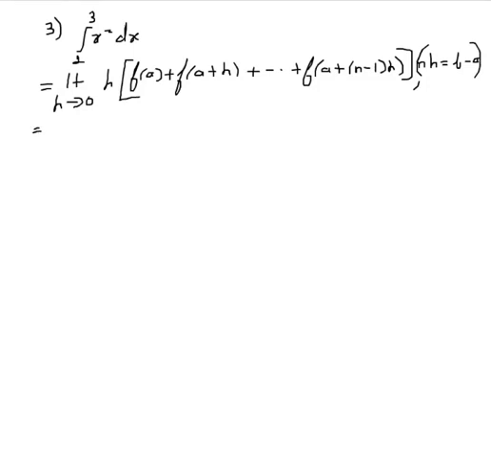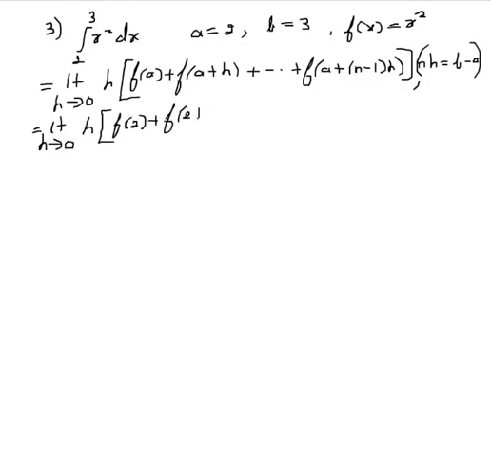Next step is substituting the values of a and b. In this question, a is 2, the lower limit, b is the upper limit, which is 3, and the expression given is x square. So let us substitute for a and b. Limit h tending to 0 of h times f of 2 plus f of 2 plus h, etc. f of 2 plus n minus 1 times h.